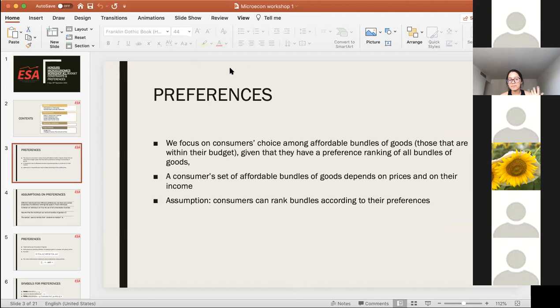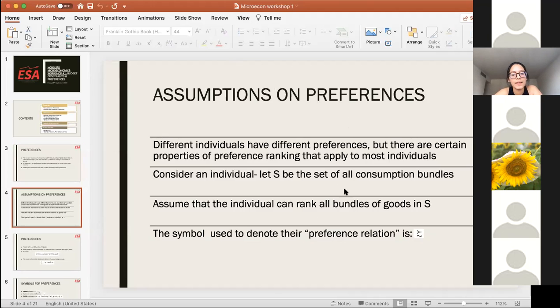So basically, preferences, it's just a little summary. One of the main assumptions is that consumers can rank bundles according to their preferences, and a consumer's set of affordable bundles always depends on prices and their income as well. So when there's a change in price or a change in income, their preferred and affordable bundle can change. That's pretty straightforward.